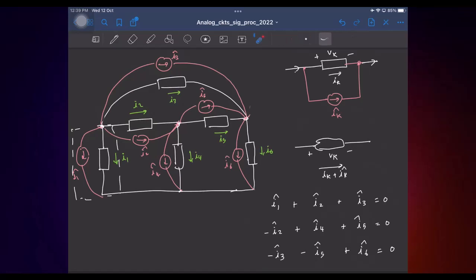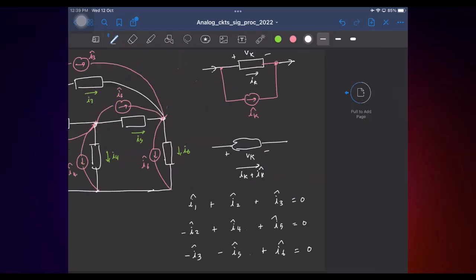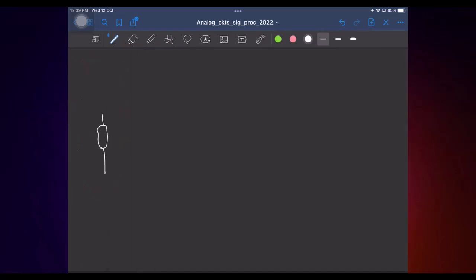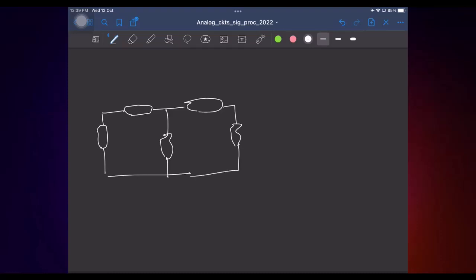So what I can do is replace each of these portions by this new element, where the current flowing through that element is Ik plus Ik hat. So now you'll get a new network, where the voltages are still the same, Vk, and the current is Ik plus Ik hat. The product of this gives the power dissipated in this composite branch, and if I take the summation over all these branches, that will still be 0, right?